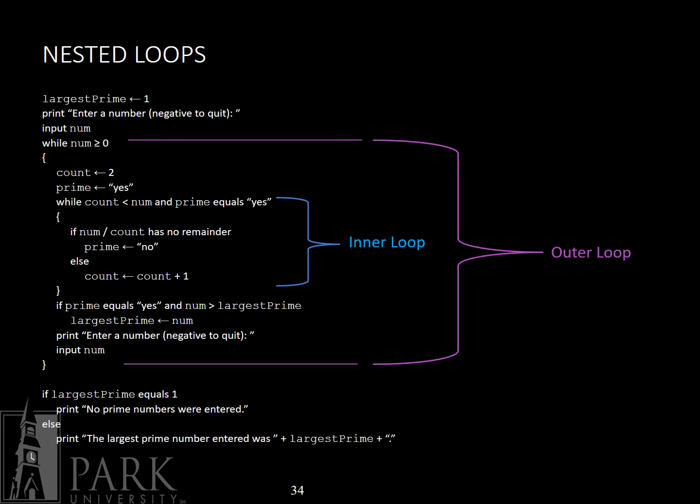We also have a sentinel value down here at the bottom where it says enter a number or a negative to quit. So this is where you could enter -1. And that's going to go back up to the outer while loop and check to see if the number is greater than 0. And if it's not, it's going to exit the loop. So here you have an example with nested loops, you have a sentinel value, and you have a counter value all in one little algorithm.